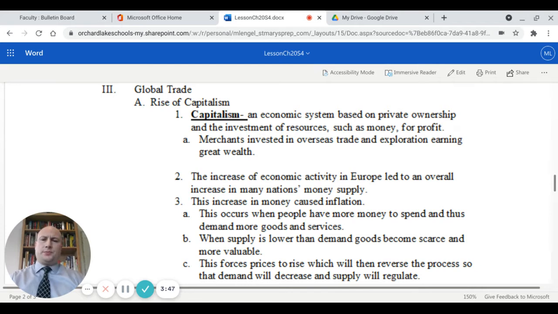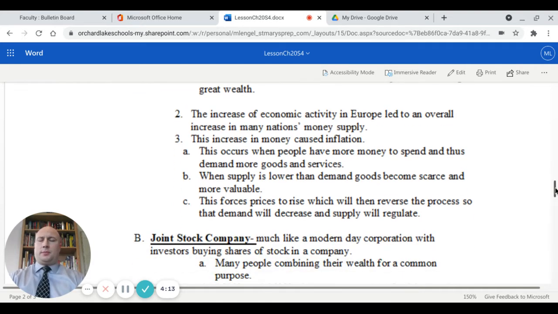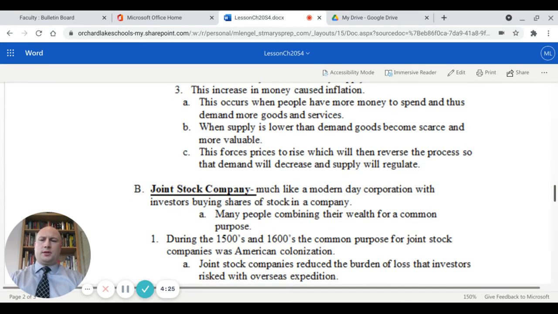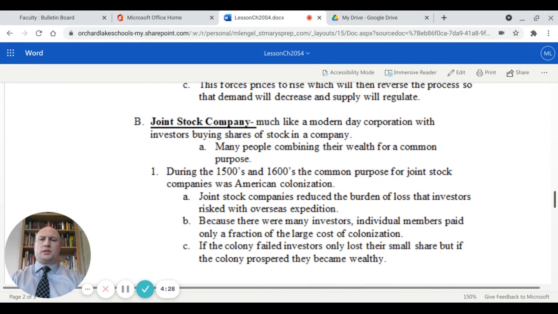What happens is it occurs when people have more money to spend and thus demand more goods and services. When the supply of said items are lower than demand, then goods become scarce, and then goods become more valuable, which drives prices up. And then eventually this can reverse the process so that demand will decrease based on the higher prices, and then supply will eventually regulate. So capitalist economists like Adam Smith would say this is the natural way of the market. Others will argue that this can be influenced by government influence. So that's something that becomes sort of a debatable concept over the course of history.